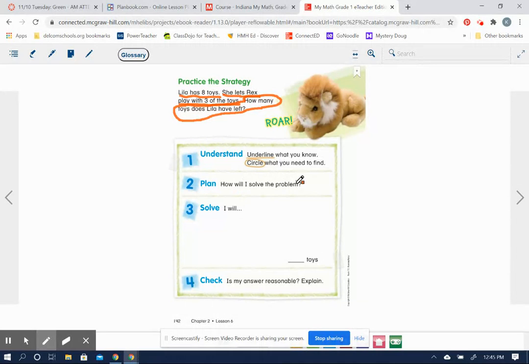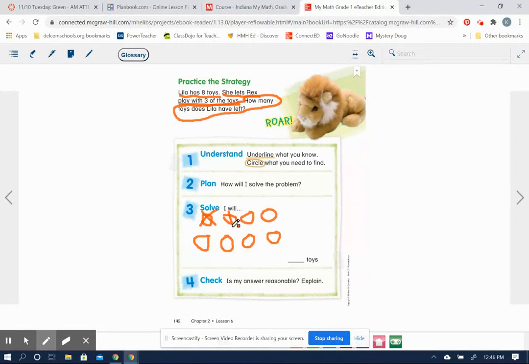Okay. Now plan. How am I going to solve the problem? Well, I like to draw counters. So I'm going to draw 8 counters. 1, 2. I hope you're doing this too on your paper, drawing counters. 4, 5, 6, 7, 8. Okay, so there's 8 counters, and if she gives 3 of them to Rex, I'm going to put an X on 3 of them.